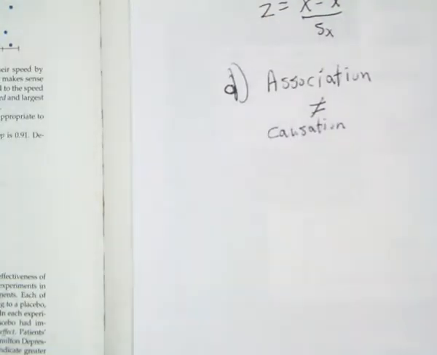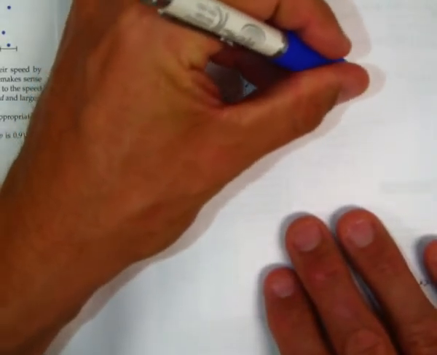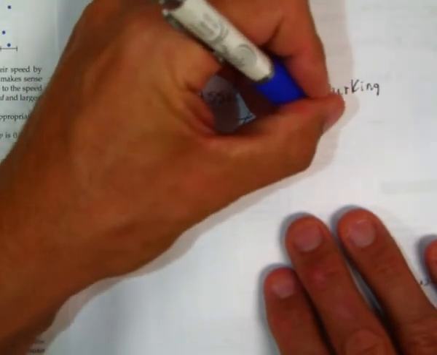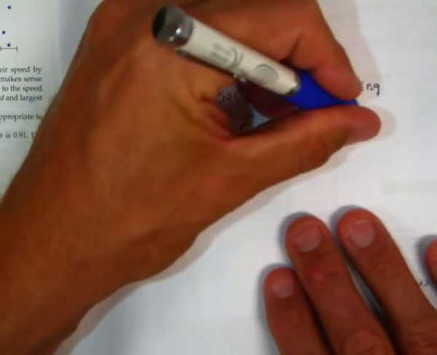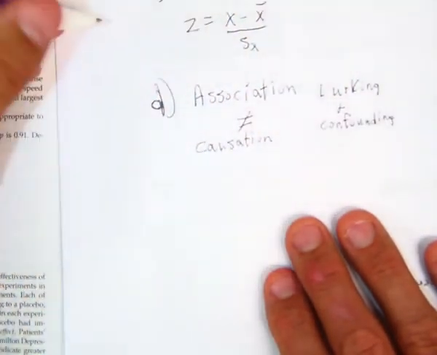You could have a very strong association, it doesn't matter. It does not mean that the explanatory variable causes the response variable to happen. It just means that there's an association between the two, because we have things called lurking and confounding variables.